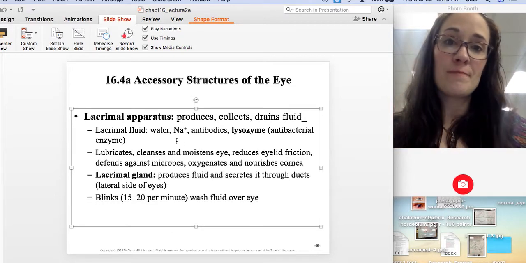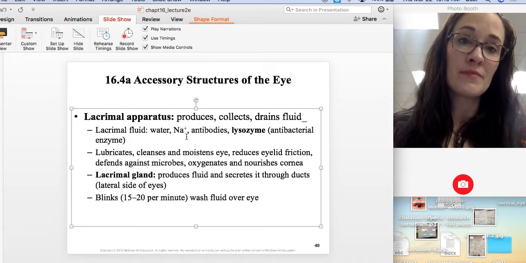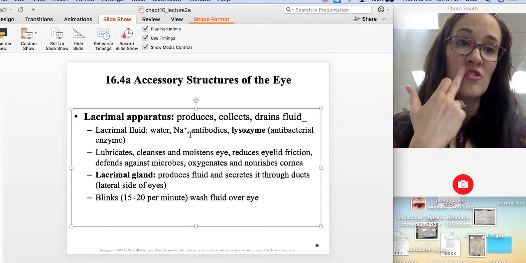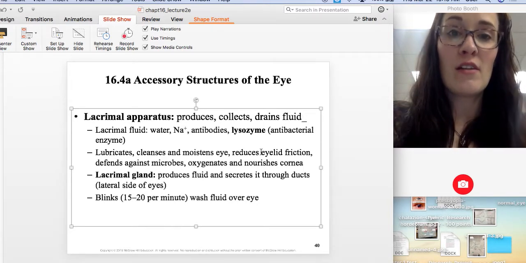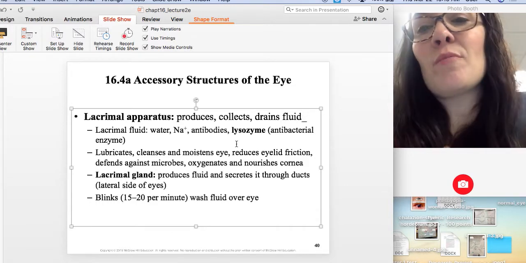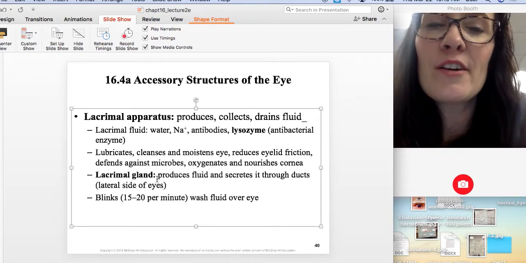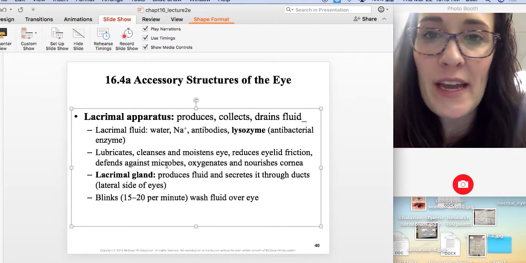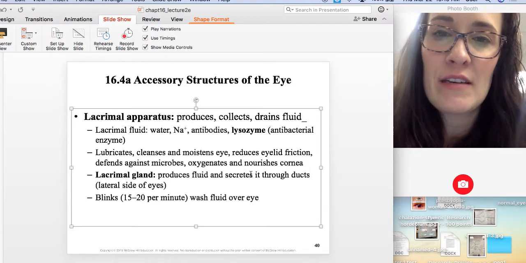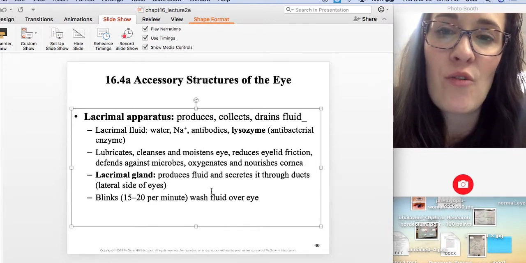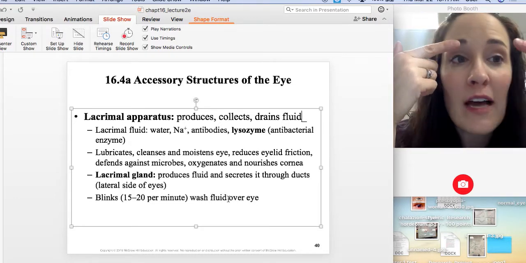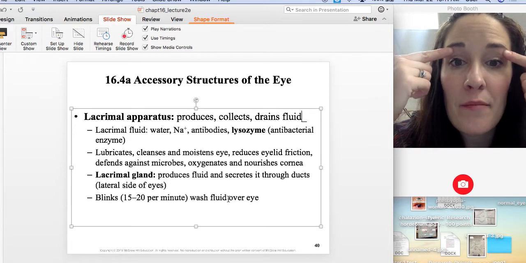The tears contain water, sodium. It tastes salty if you're crying and the tears run all the way down towards your mouth. It also contains antibodies, so it helps protect you, and by design it helps kill bacteria. Tears serve a valuable purpose to lubricate, cleanse, moisten the eyes, reduce friction when you're blinking, defend your body, nourish the cornea. The glands that produce the tears are called the lacrimal glands, and they're up in this area.